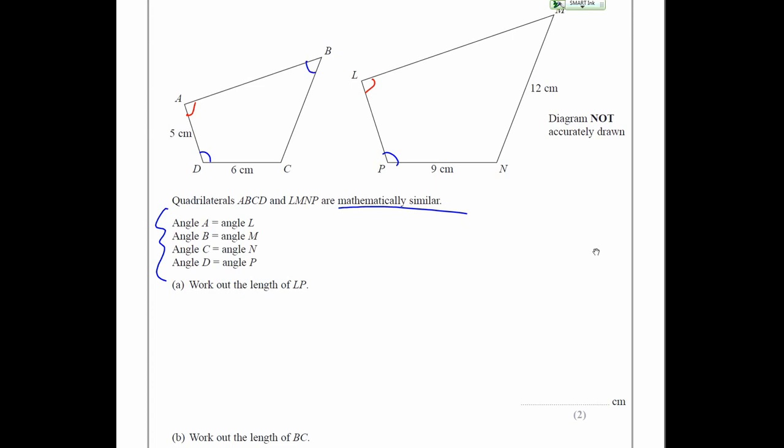Lost my colour scheme here. These are the same. These are the same. Okay. Work out the length of LP. So the missing length LP is here. And can you see it relates to this old 5?